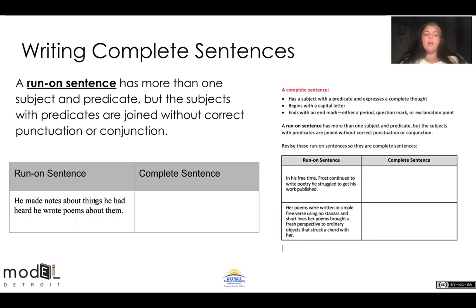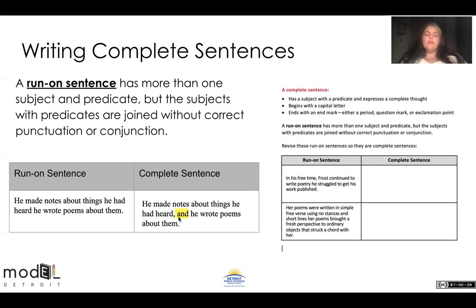He made notes about things he had heard, period. He wrote poems about them. But I don't want to make that two sentences. I just want to add a conjunction. And a conjunction is and, but, or, nor. So I am going to use the word and. So this is what my complete sentence would look like. He made notes about things he had heard, comma, and he wrote poems about them.